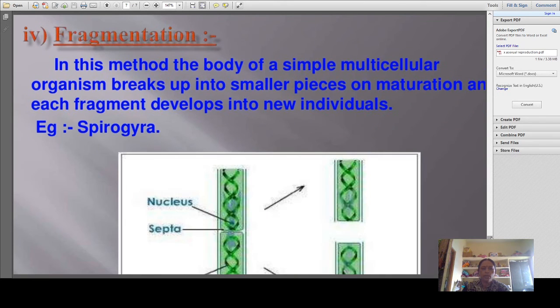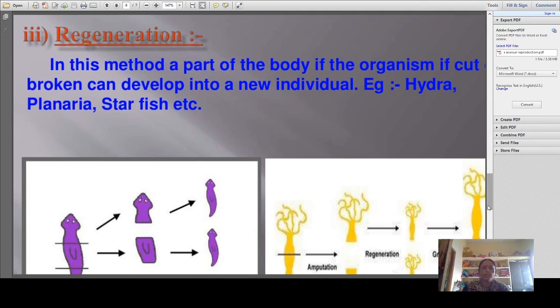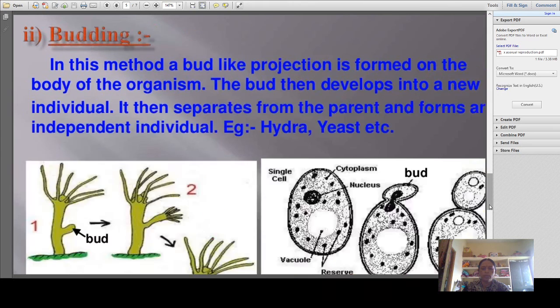Now regeneration. In this method a part of the body, if the organism is cut or broken, can develop into a new individual. This is again the example of planaria, hydra and the starfish. That means if the body is cut into various parts, each part develops into a new individual.